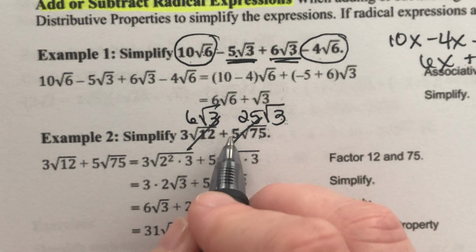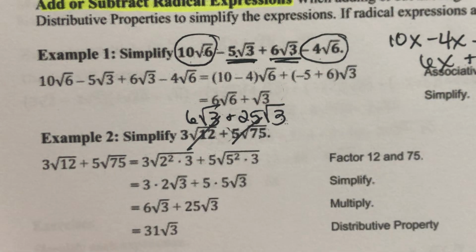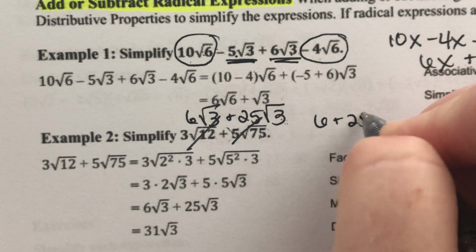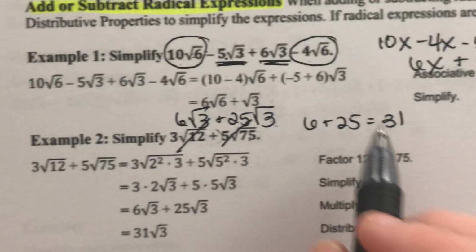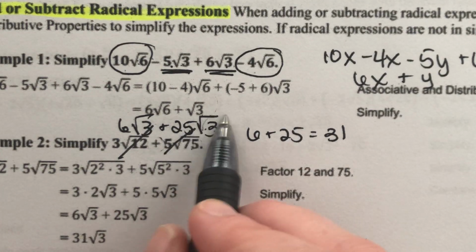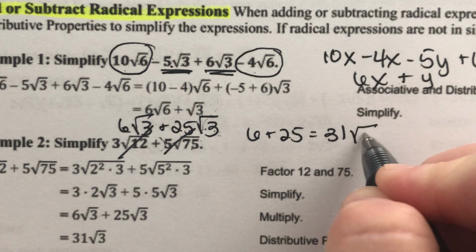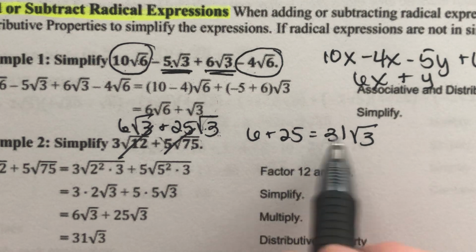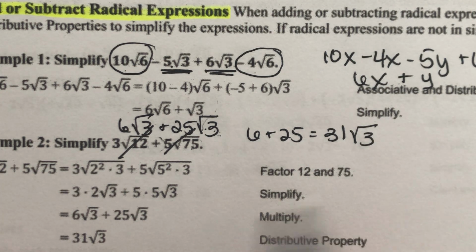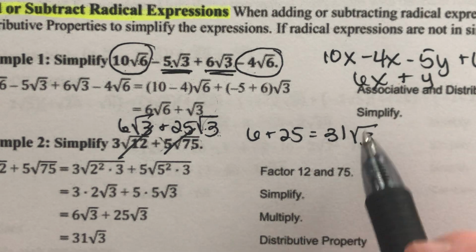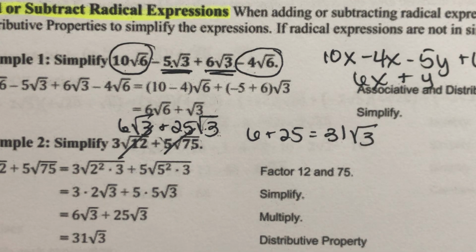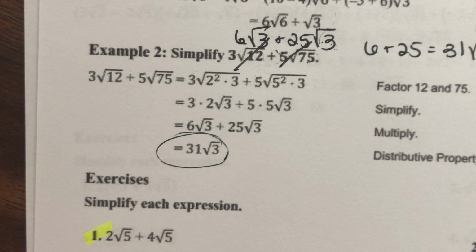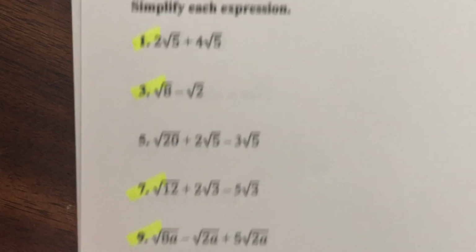They both have square root of 3. So now it's adding here, so we're still going to add. We're just adding the leading coefficients. 6 plus 25 is 31. So we're going to have 31 and then this square root of 3 behind it. Just like as if it were 6x plus 25x, it would be 31x, right? Same thing. Our radical is just like our like term. It just tells us which terms to pair together. You can check yourself here, 31 square root of 3. Done. Okay, so now we've got these 6 problems.